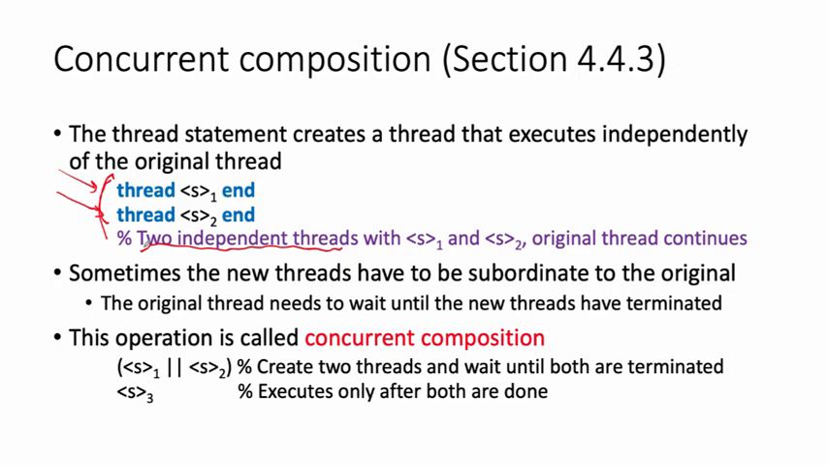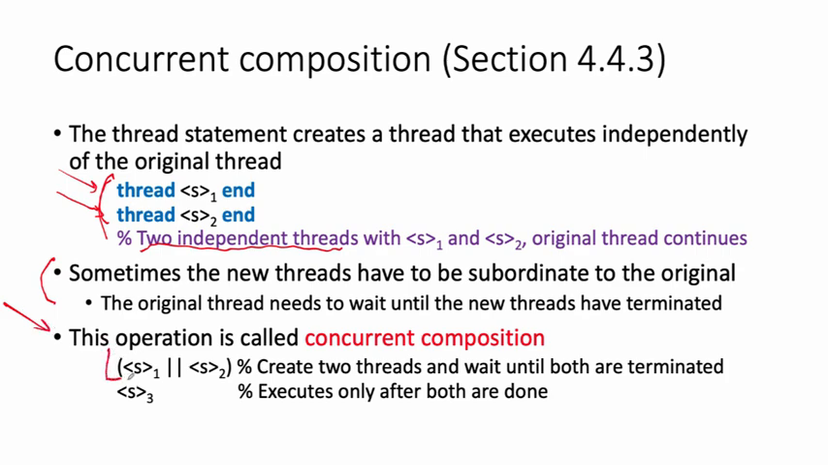But sometimes this is not good enough. Sometimes you have to wait. Sometimes the original thread creates two threads, and it has to wait until the two threads are done. Maybe it does subtasks, some worker task, and it has to wait until the task is done. So this gives us a new operation called concurrent composition.